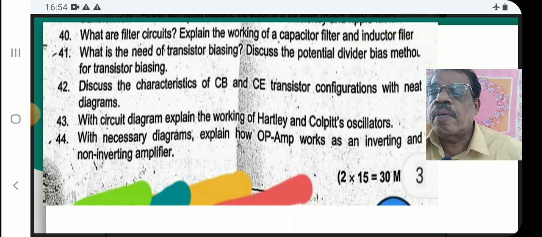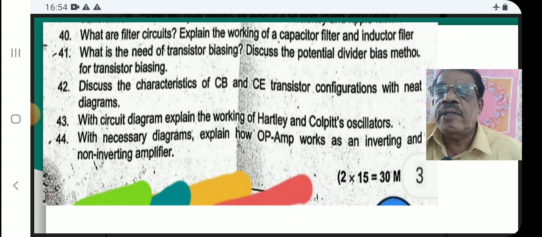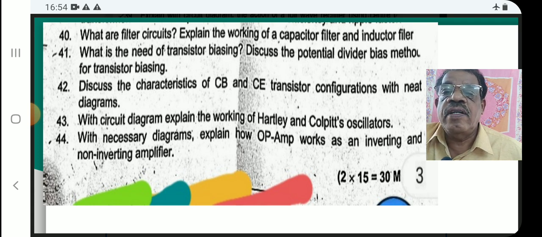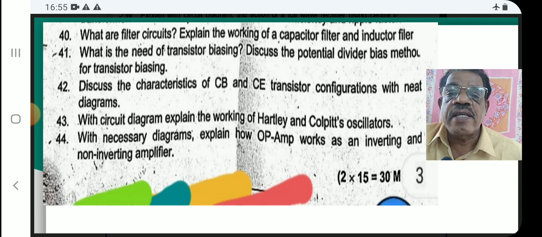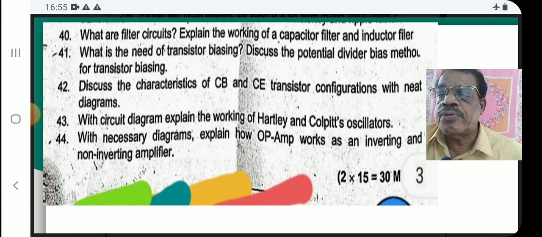Next question, number 40. What are filter circuits? Explain the working of a capacitor filter and inductor filter. Question number 41. What is the need for transistor biasing? Discuss the potential divider bias method of transistor biasing. Number 42. Discuss the characteristics of CB, CE, CC transistor configurations with neat diagrams.